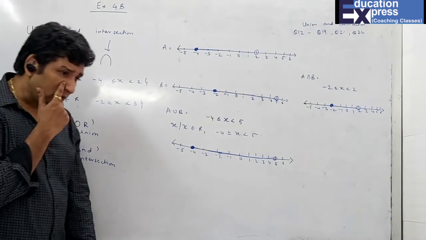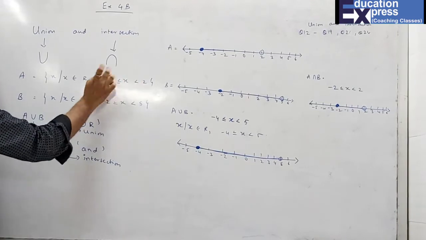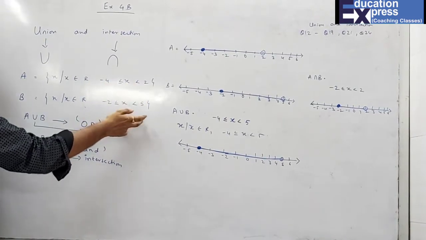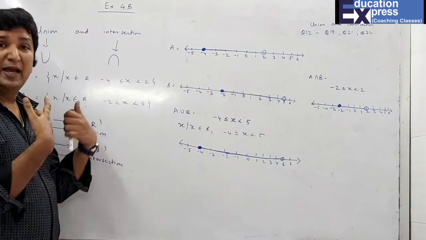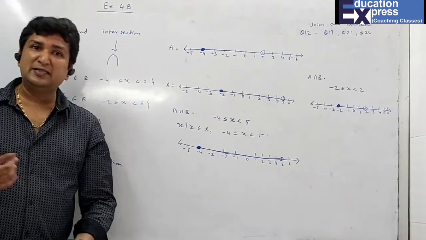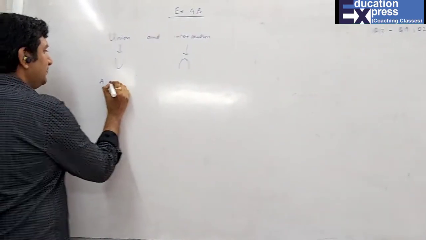Here, in this example, I have given you the limits on the left hand side and right hand side. In case there are no limits, that means you have a particular set which is infinite, and you want to find union and intersection, how to find that? I'll explain. So now, one more example of union and intersection.